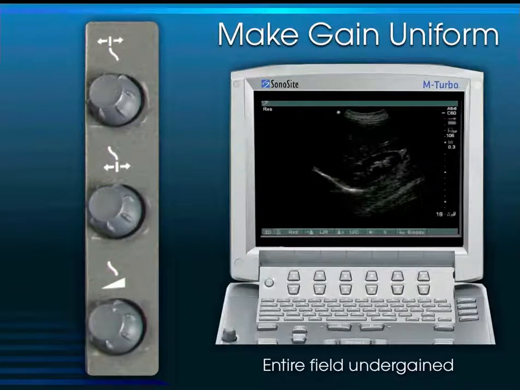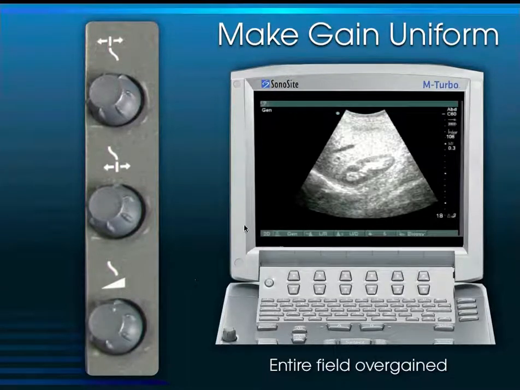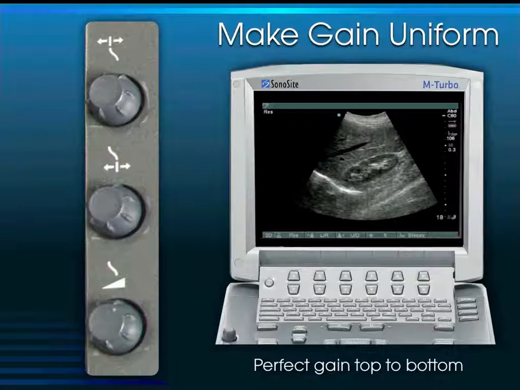As I do so, now the whole screen is uniform, but the entire thing is uniformly undergained. So what I'm going to need to do is uniformly increase that amount of gain, and as I do, now I went a little too far. You see the whole field is overgained, and you're starting to lose information here where I'm looking for anechoic fluid in Morrison's pouch between the liver and the kidney. Now I've overgained it, so I can't tell if there's fluid there, so I'm going to turn down my overall gain just so my gain is perfect. And now I've got uniform gain top to bottom.